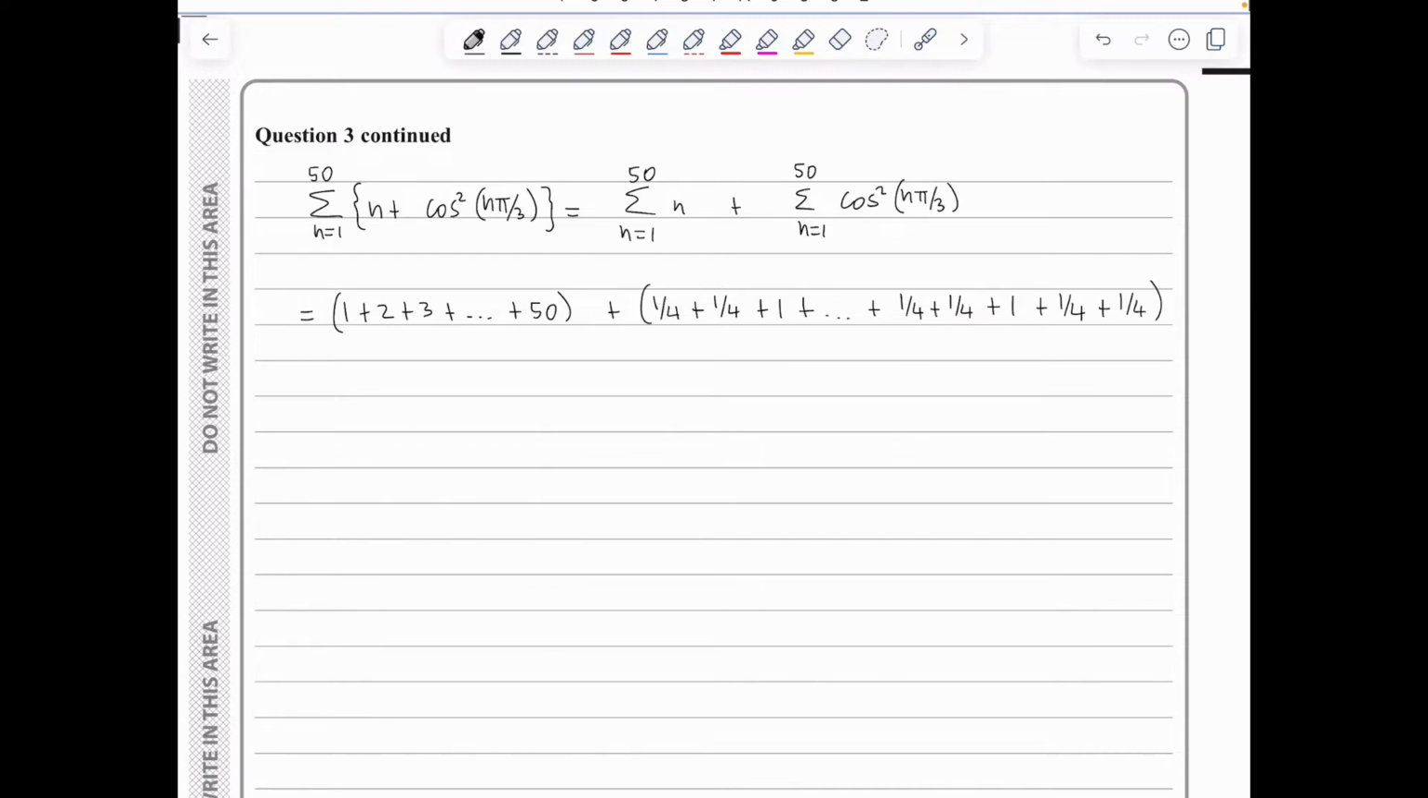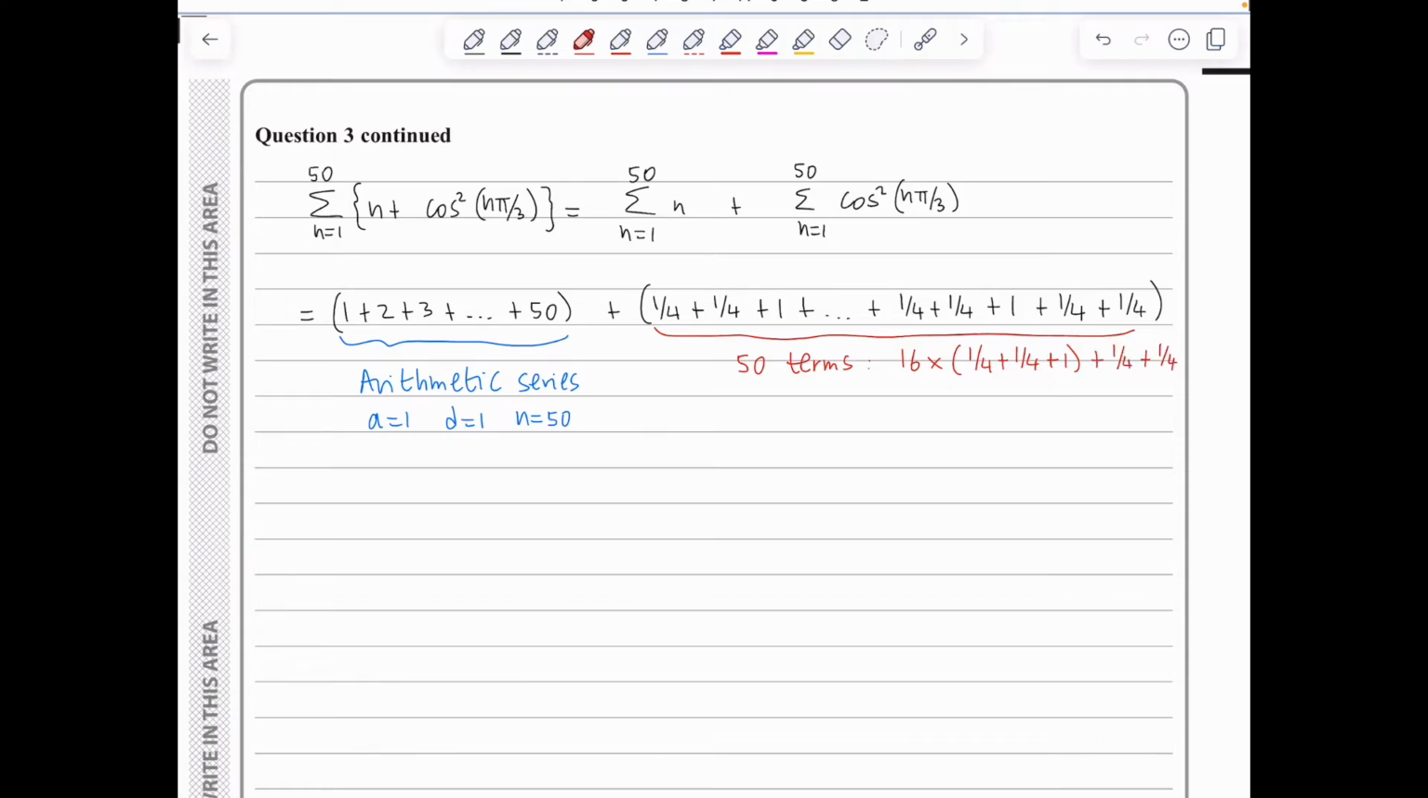So what we are looking at is an arithmetic sum. The first summation is an arithmetic sum. So arithmetic series, it starts at 1, so the first term is 1. The common difference is 1, and we're looking at 50 terms, whereas the second summation here, it's going to be 50 terms. So we've got 16 repetitions of a quarter plus 1, and then the quarter and the quarter, the last two terms, to make a total of 50 terms.